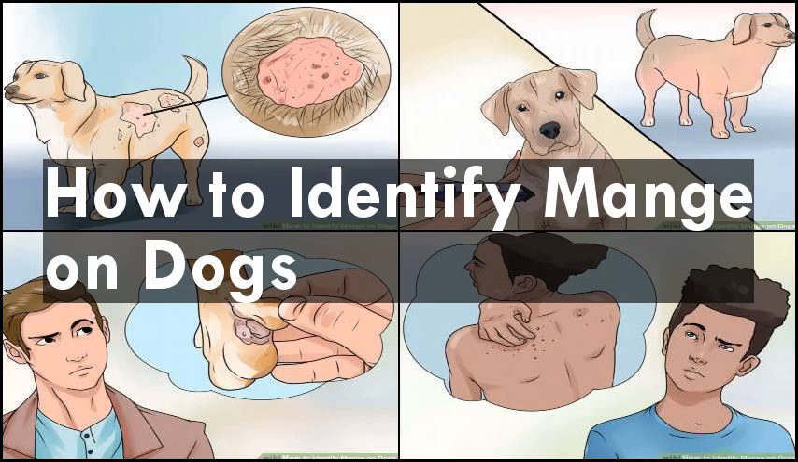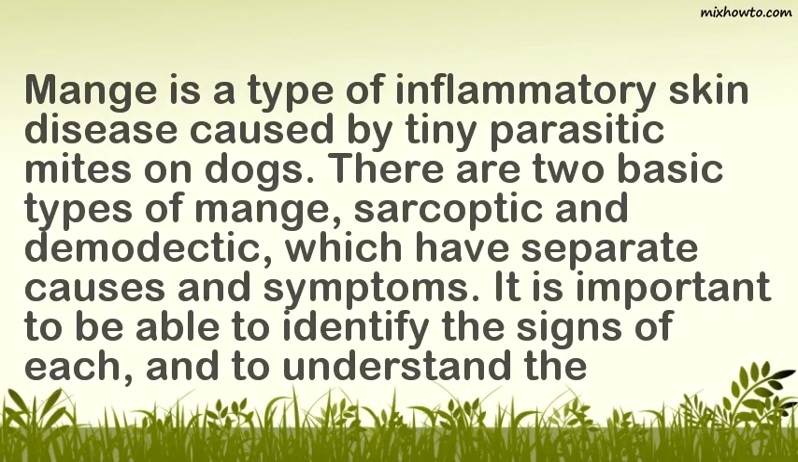How to identify mange on dogs. Mange is a type of inflammatory skin disease caused by tiny parasitic mites on dogs. There are two basic types of mange, sarcoptic and demodectic, which have separate causes and symptoms.